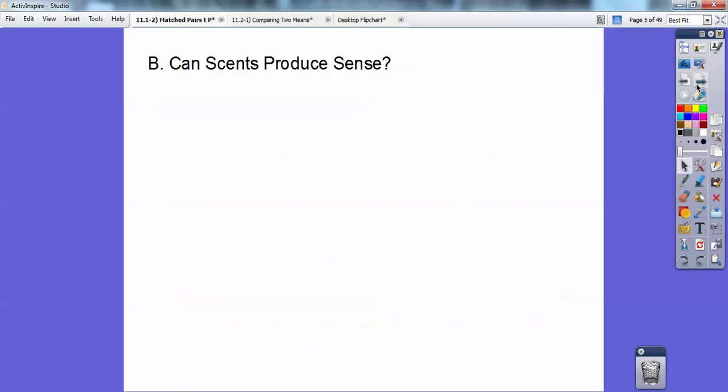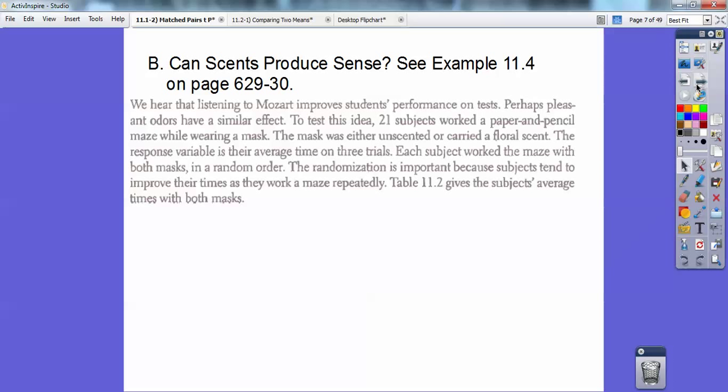All right, I have an example here. Can sense produce sense? This is example 11.4 on page 629. Okay, so we hear that listening to Mozart improves students' performance on tests. Perhaps pleasant odors have a similar effect. So to test this idea, 21 subjects worked on a paper and pencil maze while wearing a mask.